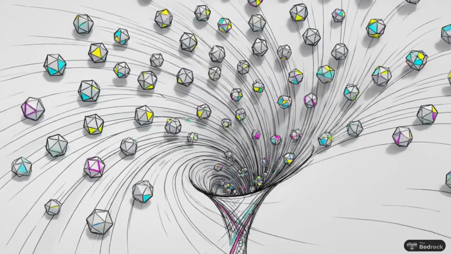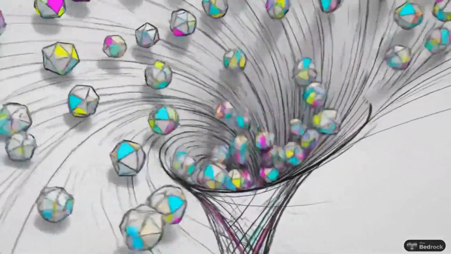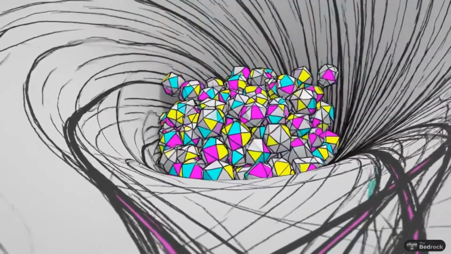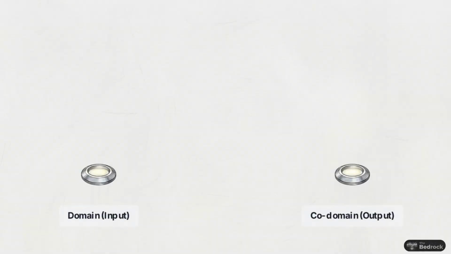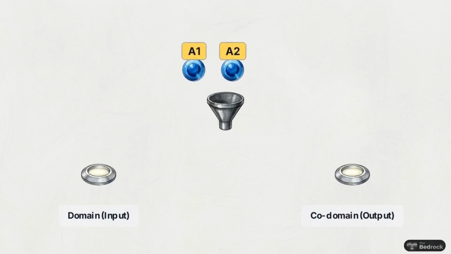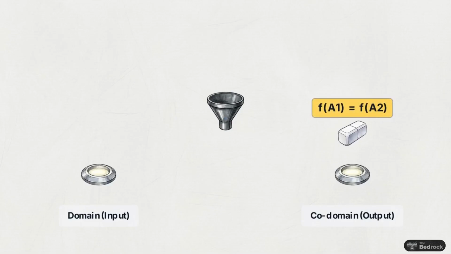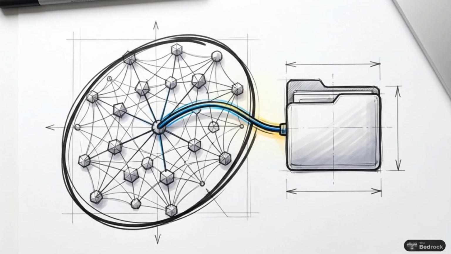process. So, what actually happens to your information when a system intentionally funnels thousands of different inputs into the exact same output? In discrete mathematics, we call this a many-to-one function. It occurs when distinct input elements, let's call them A1 and A2, are mapped to the identical output value. Software uses this bottleneck by design.